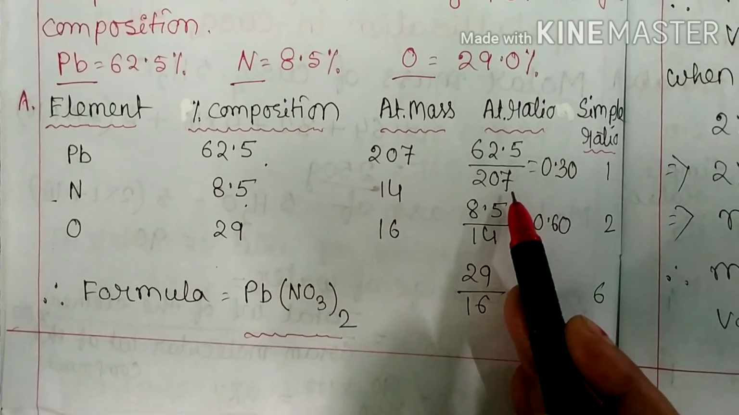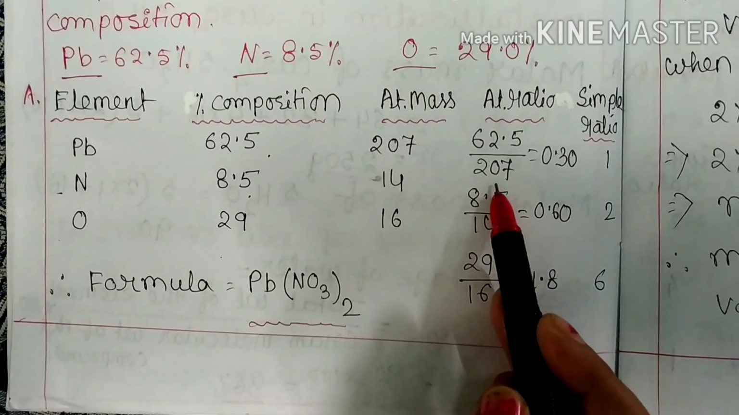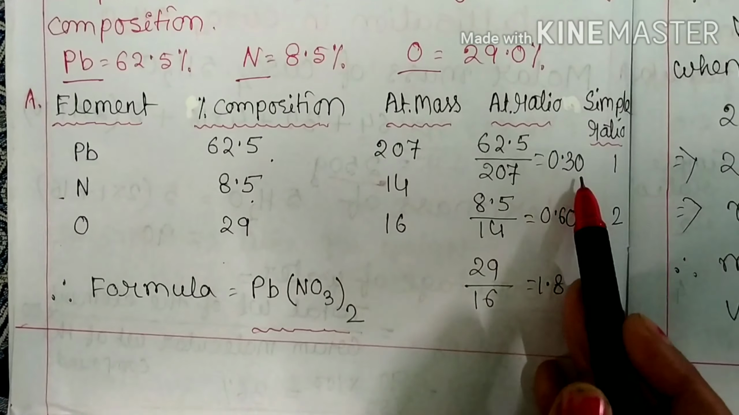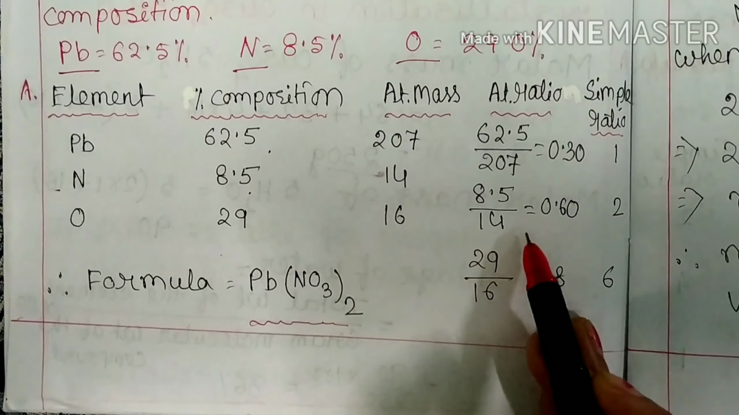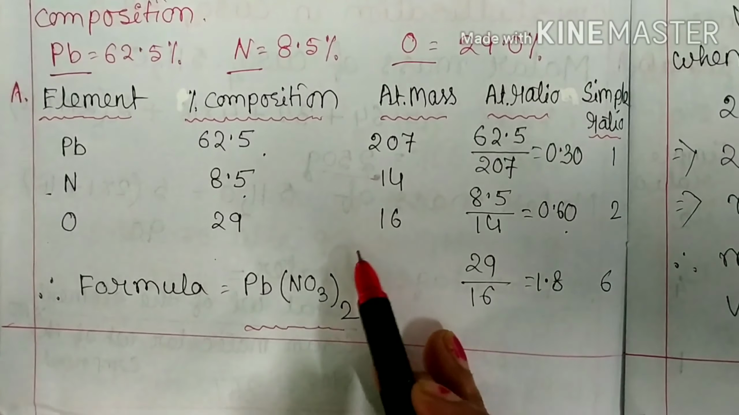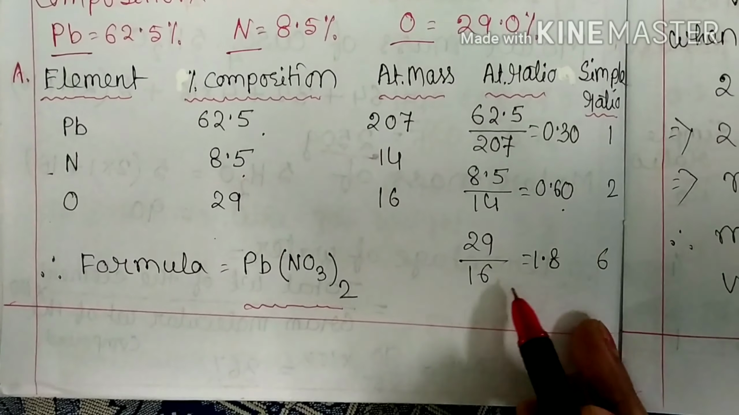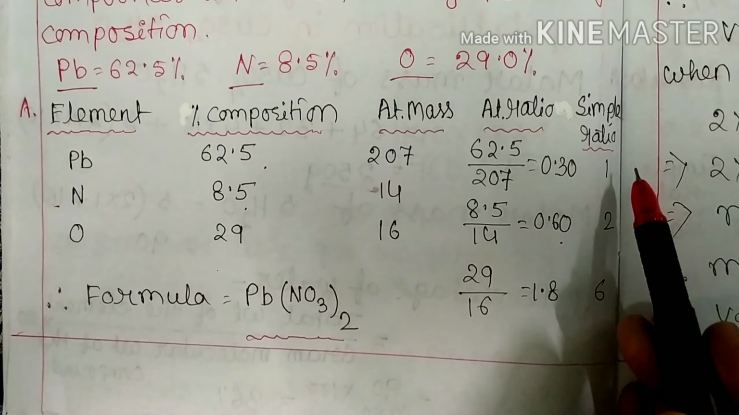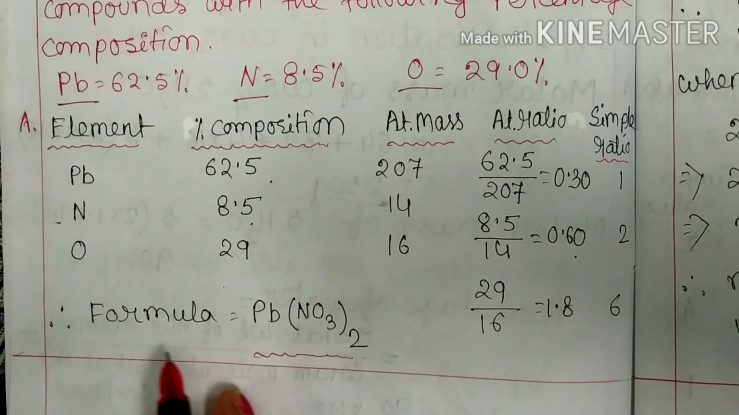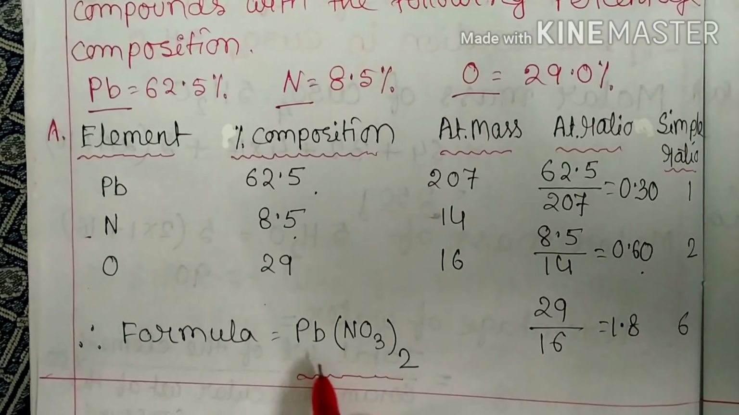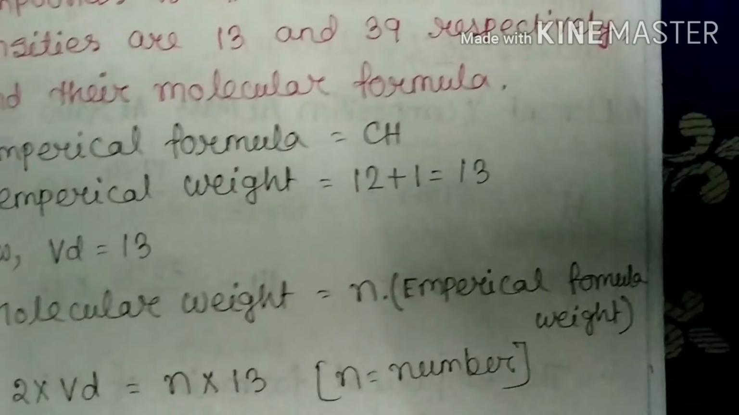So atomic ratio equals to, in case of lead, 62.5 by 207 equals to 0.30. In case of nitrogen, 8.5 by 14 equals to 0.60, and in case of oxygen equals to 29 by 16 equals to 1.8. So simple ratio equals to 1, 2 and 6. So the formula of this equals to Pb(NO3)2.